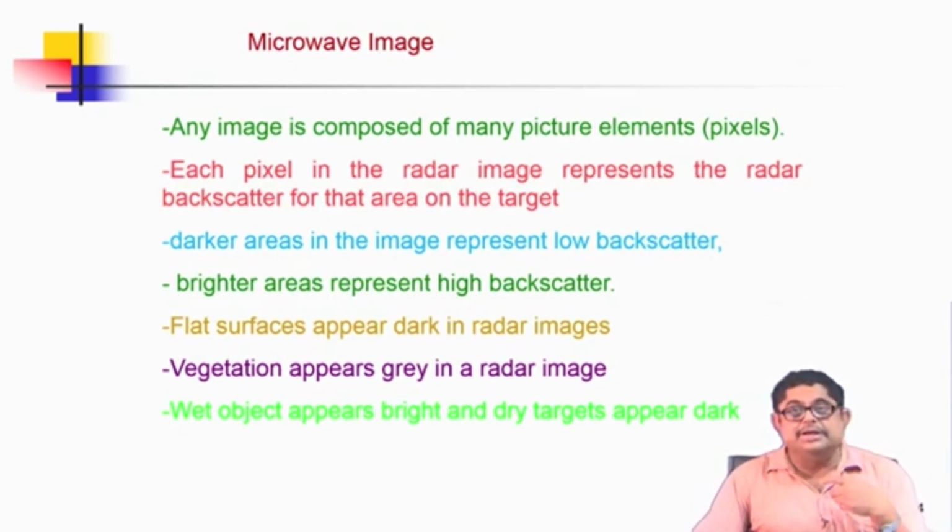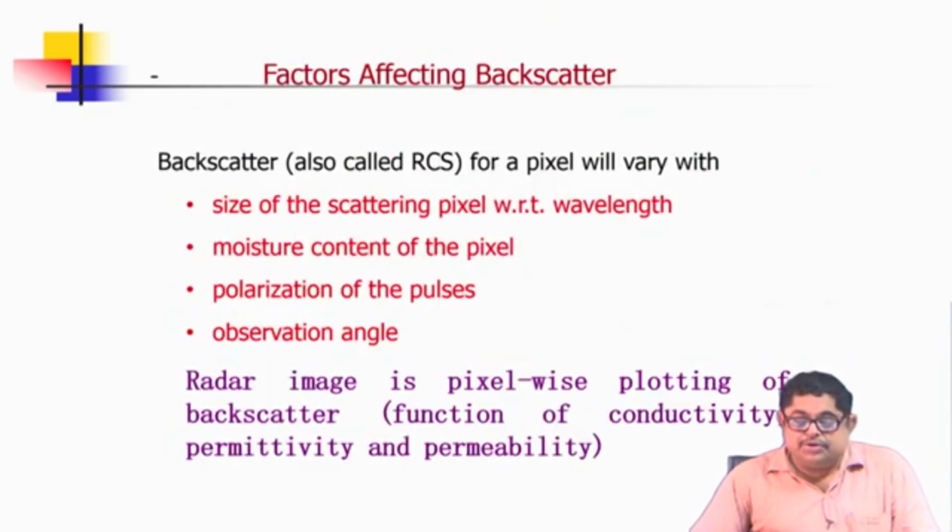Now, these are peculiarities which normally we do not have for light. So, between a light-induced or optical image and a microwave image, there are some fundamental differences. Backscatter for a pixel will vary with the size of the scattering pixel with respect to wavelength, the moisture content of the pixel, the polarization of the pulse, and the observation angle. A radar image is a pixel-wise plotting of backscatter, a function of those old conductivity, permittivity and permeability.